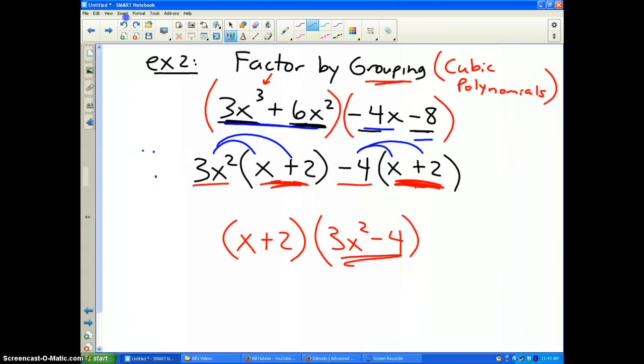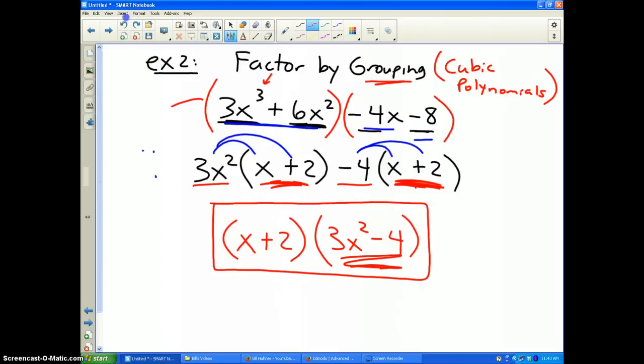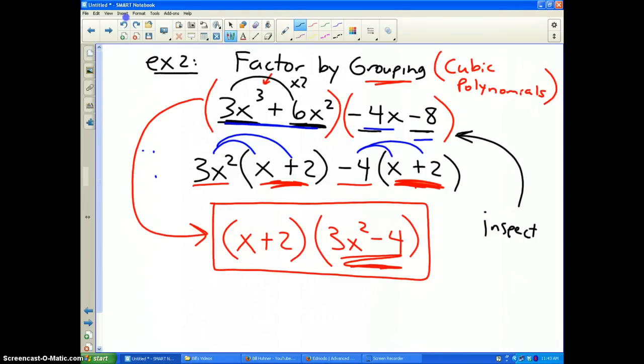And then you have to check to see if this is factorable, which I don't believe it is, and so therefore I am done. The factors of my polynomial are x plus 2 and 3x squared minus 4, and that is how you factor by grouping. And that's a technique that may work some of the time if you inspect your polynomial. You have to do the inspection first. Inspect it and see, like I was saying before, if these two numbers have a common multiple the same as those.